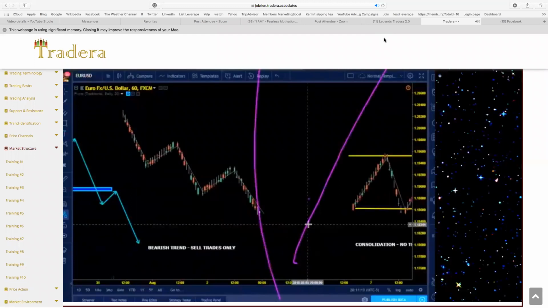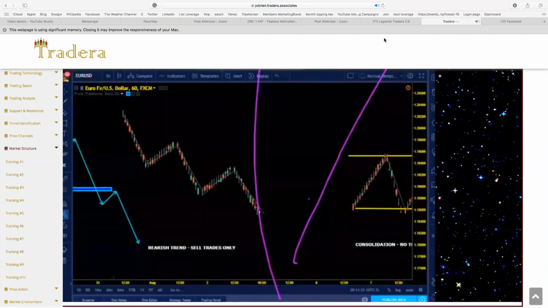Oh man, someone's drawing on my screen. The last high, that's right. The last high. Whoever's drawing on my screen, please stop.